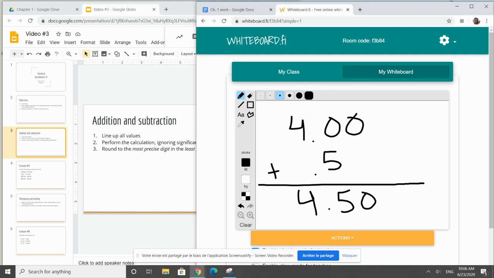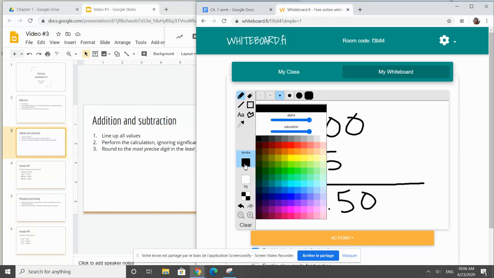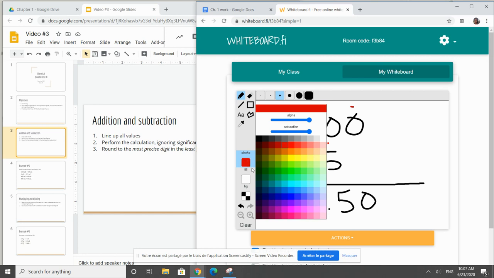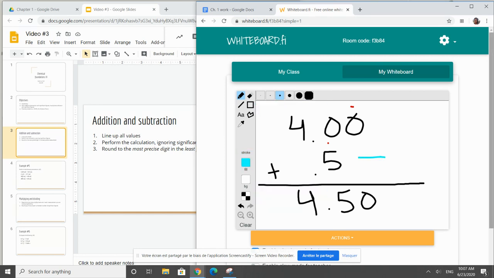And now we're going to round to the most precise digit on the least precise measurement. So I'll show you what that means. The most precise digit is just a digit all the way to the right. So in the 4.00, it's the second zero. And on the 0.5, it is the 5. My least precise measurement is just the one that is further to the left. So my 0.5 is my least precise measurement.